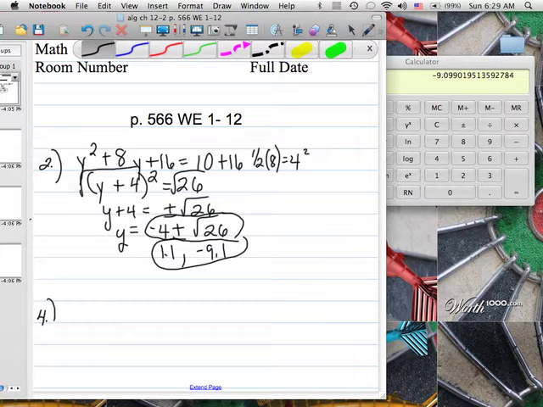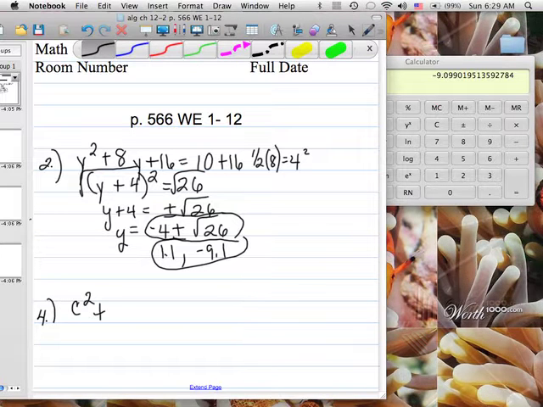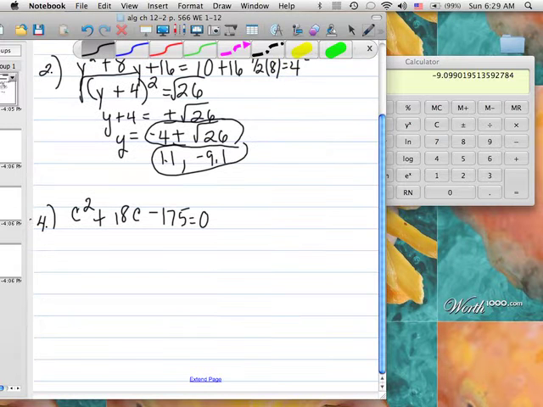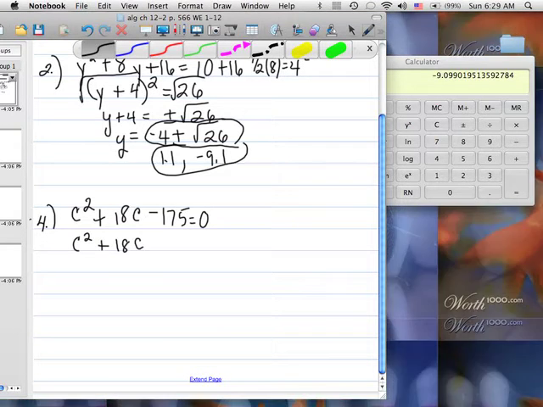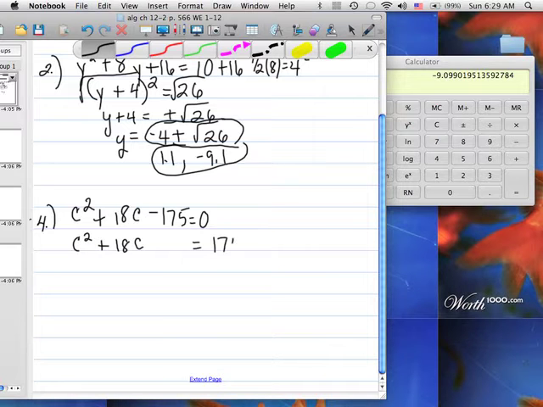Problem number 4, we have c squared plus 18c minus 175 equals 0. Well, negative 175 is not a perfect square, so we're going to have to add 175 to both sides and get rid of it. So I'm going to move it to the other side by adding it.